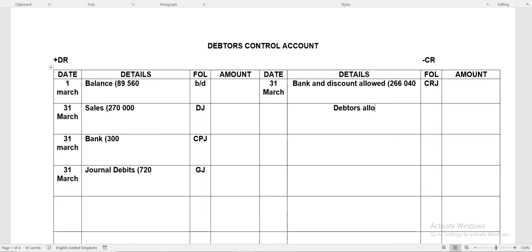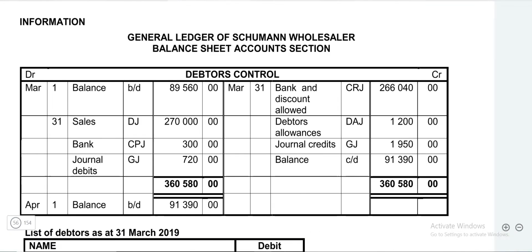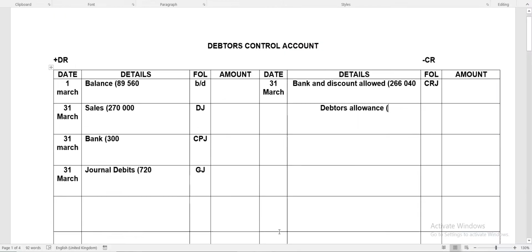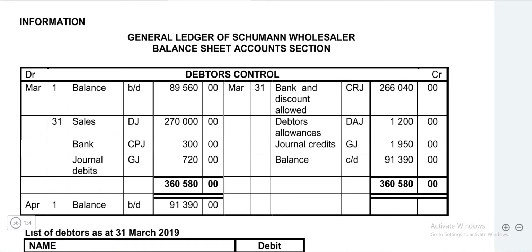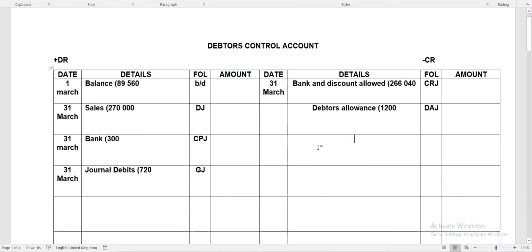So remember, sometimes there can be some errors that will affect this also. So the debtors allowance according to this is 1,200, and this is from the DAJ, which is the debtors allowance journal. So if you understand your posting, you're not going to have a problem. And then last we have journal credits, which is 1,950.